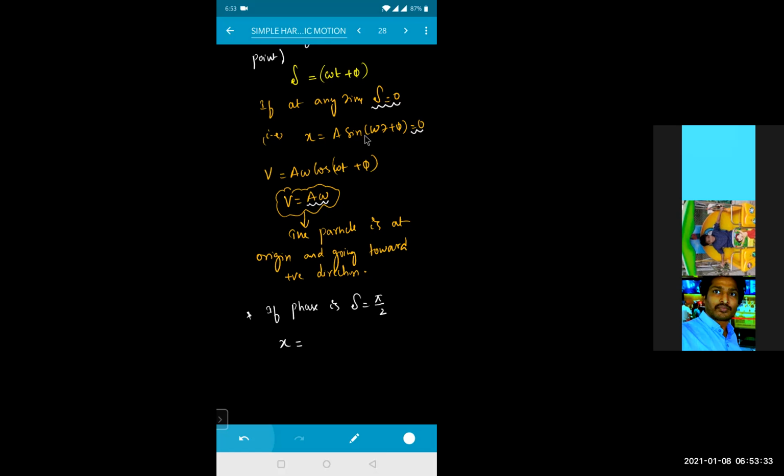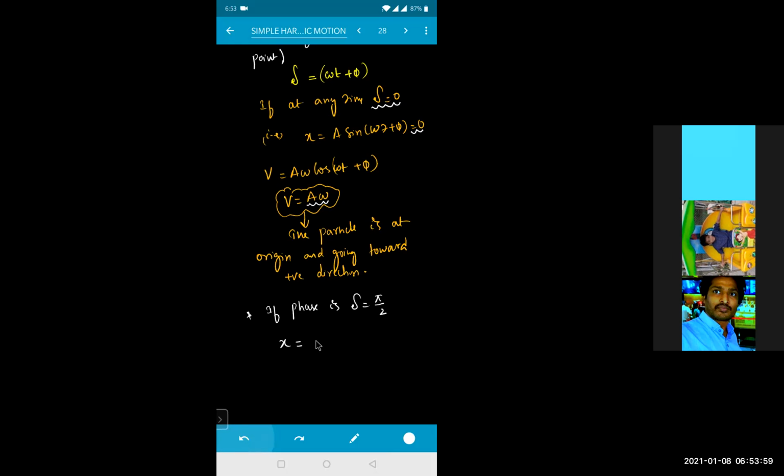This value, sine pi by 2. And then this one is x into pi, which is 180. Pi is 180, divided by 2 is 90. So sine 90 is 1. This 1 will be equal to 1. That means x will be equal to how much?